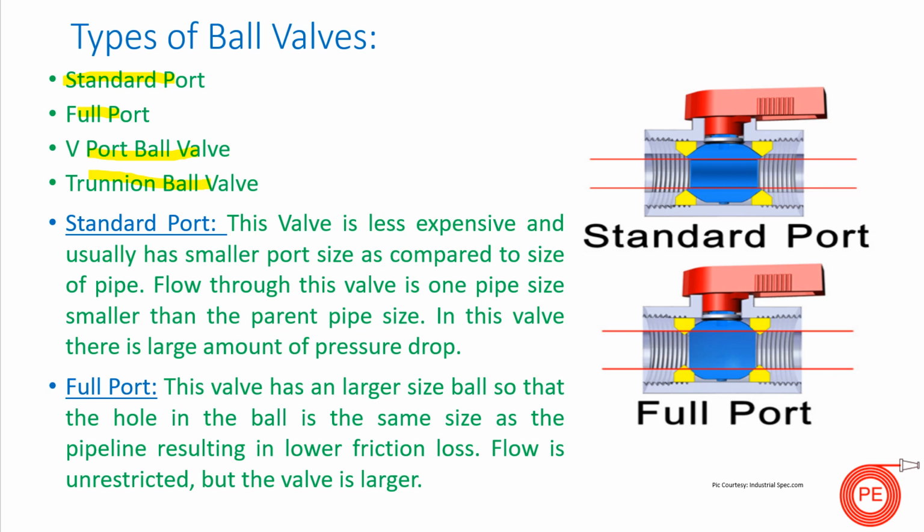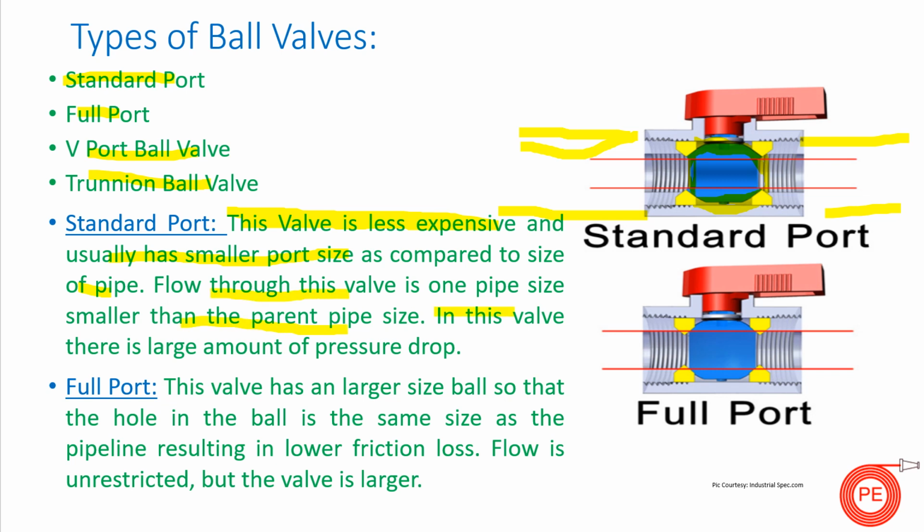In the standard port, the ball size is basically one size less than the pipe size in which the ball valve is fitted. Suppose my pipe size is DN100, in which my ball valve is attached. This ball has an opening size one size less than DN100. This is what I have mentioned here. This valve is less expensive. It is one of the best pros of this valve, and it usually has a smaller port size as compared to the size of the pipe. Generally this is one size smaller than the parent pipe.